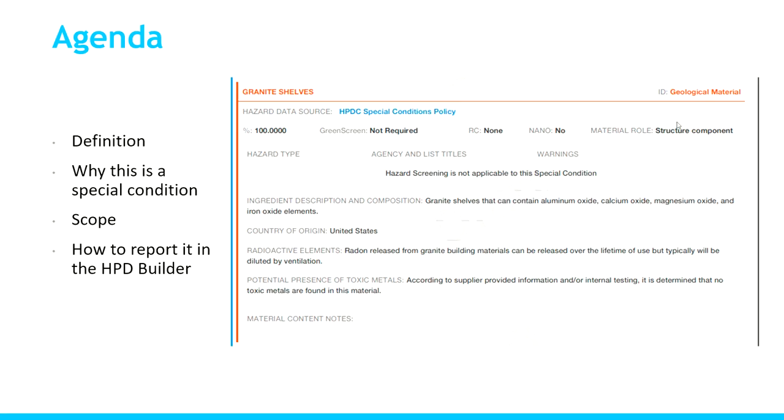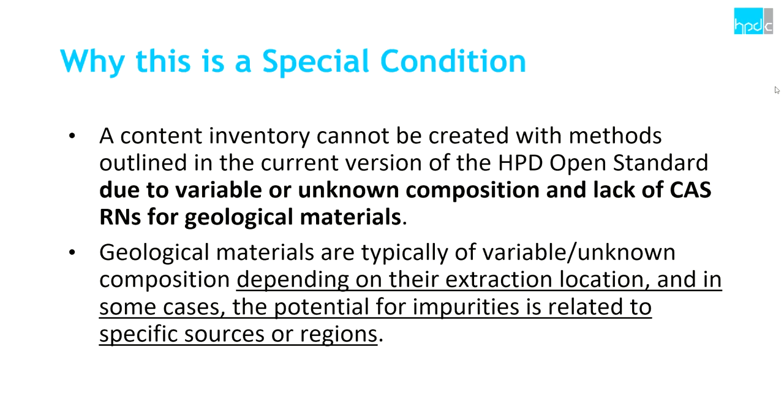In this video, we will review the definition of what HPDC considers a geological material, why these materials are a special condition, the scope of the geological materials special condition, and finally how to properly use this special condition in the HPD builder. A content inventory cannot always be created for a geological material due to variable or unknown composition and lack of CAS numbers for geological materials.